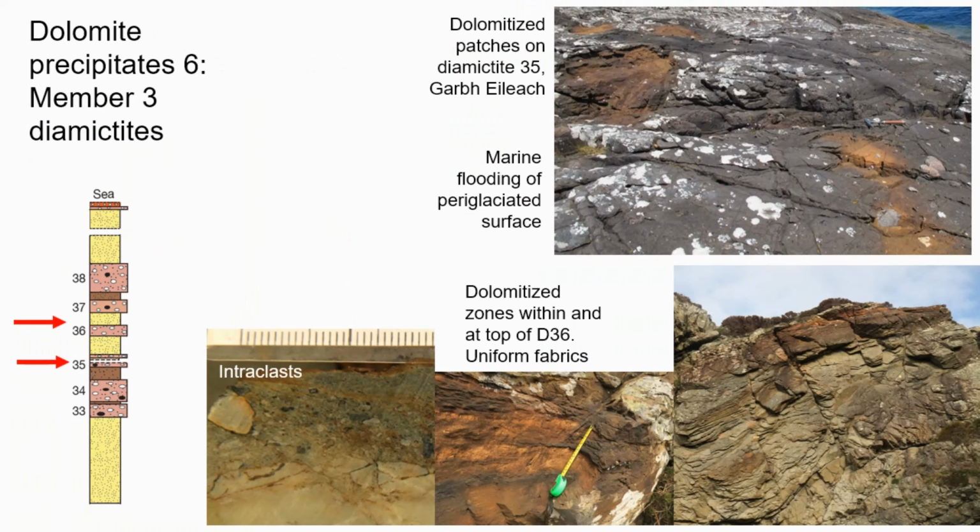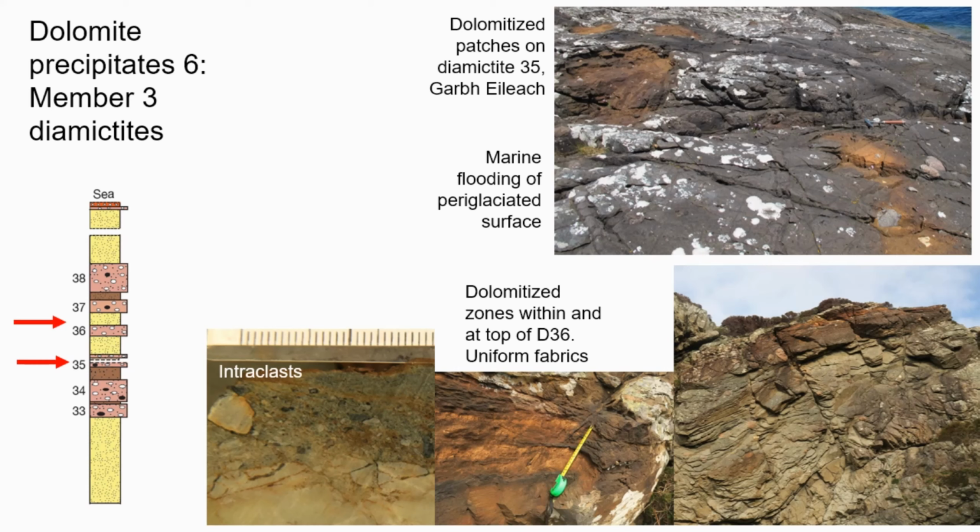We also see dolomitic zones within and at the top of certain Member 3 diamictites. They form uniform fabrics in which detrital grains are suspended in dolomite matrix and are locally reworked into intraclasts. The patches of dolomite at the top of D35 are particularly well known because you see them on approaching the landing jetty on Garvellach Island.